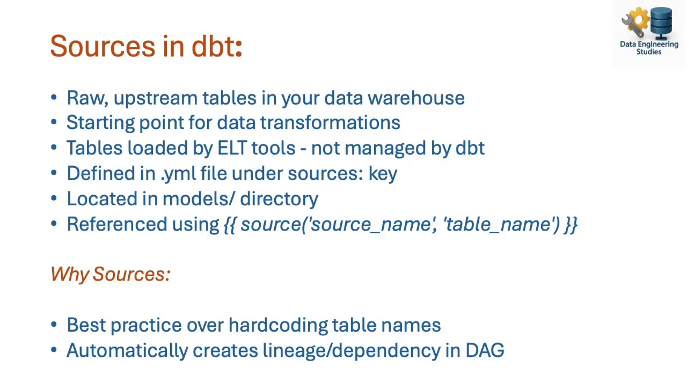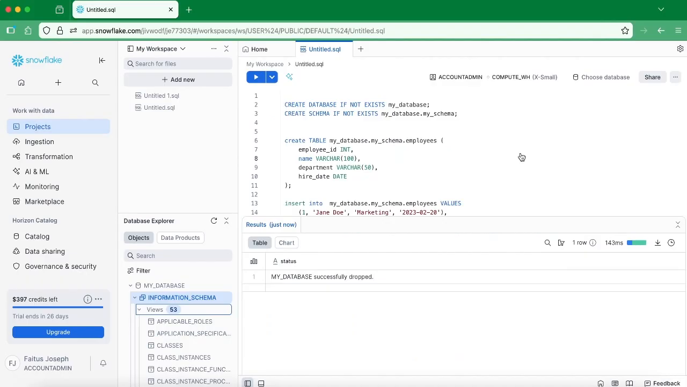Now let's see the practical implementation of sources in dbt. Let's start the demo. I'm in my Snowflake Snowsight. Let's create our sample source data. As a first step, I'm going to create a database. I have created a database, my database. Inside my database, I'm going to create a schema. My schema name is my schema.